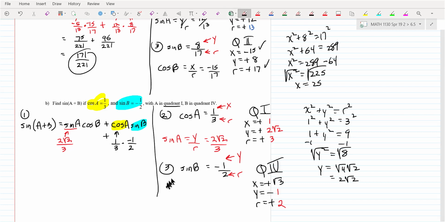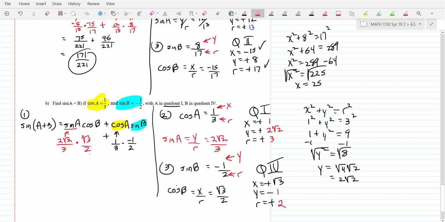So then I'd have to do the cosine of B, from my identity. So that's x over r. So x is root 3, r is 2, so you get root 3 over 2. And I know that from the unit circle too, right? So for cosine of B, I would get square root of 3 over 2.